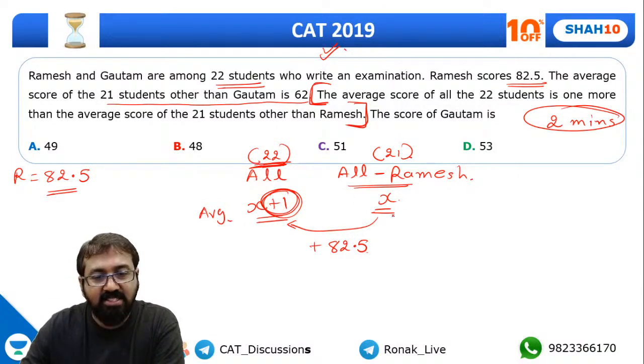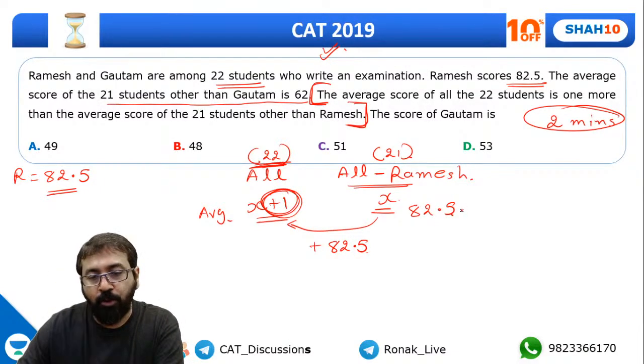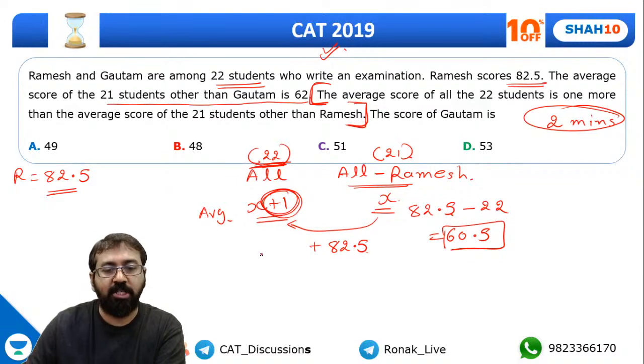So can I say the class average without Ramesh should be 82.5 minus 22? That is 60.5. This is the class average without Ramesh, and including Ramesh, the class average should be 61.5.